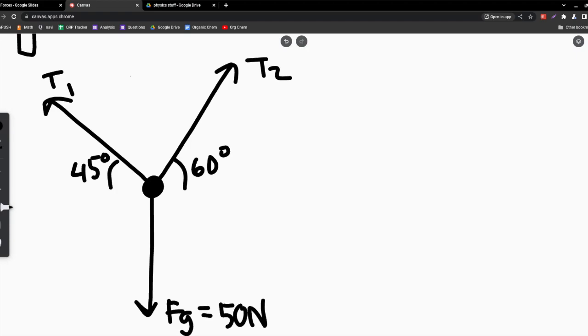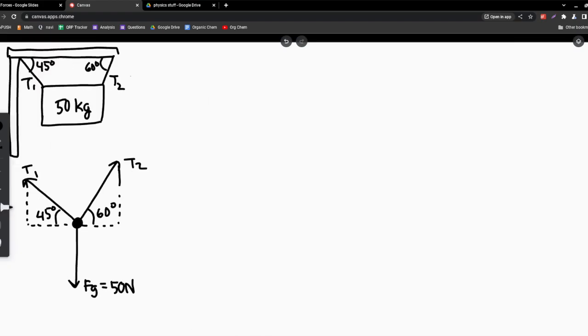And then we just need to break these down into the vector components. So we have the y component of 1, and then the x component of 1, and then the x component of 2, and the y component of 2. We know that there is no acceleration and that this entire thing stays at rest. So that means that the forces in the x direction are going to balance each other out, and the forces in the y direction are going to balance each other out.